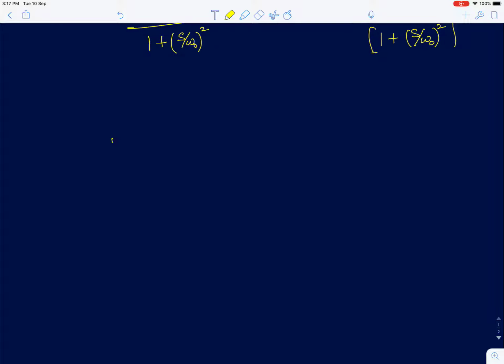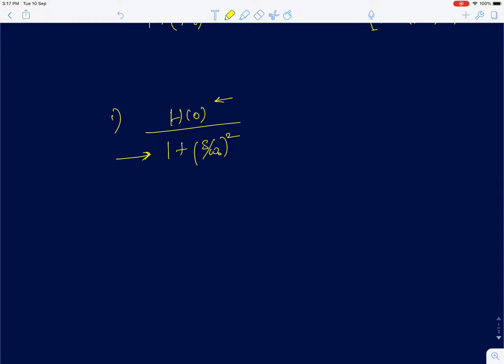So first I'll start with a low pass second order lossless system. The DC gain of this system is h of 0, and it's a purely lossless resonant system. So it has an infinite gain at omega equal to omega naught.